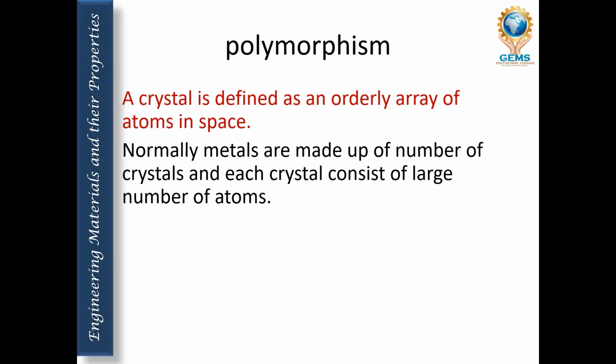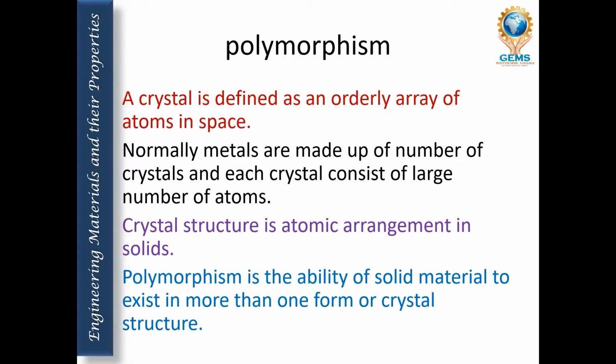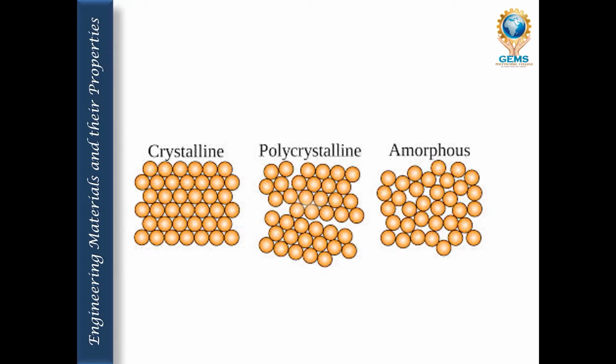Appropriately and perhaps confusingly, its meaning takes many forms, notably in computer science and biology. In object-oriented languages, there is more than one kind of polymorphism. Normally metals are made up of a number of crystals, and each crystal consists of a large number of atoms. The crystal structure is the atomic arrangement in solids. Polymorphism is the ability of a solid material to exist in more than one form or crystal structure. So this is crystalline, polycrystalline and amorphous, as we already saw in the previous video.